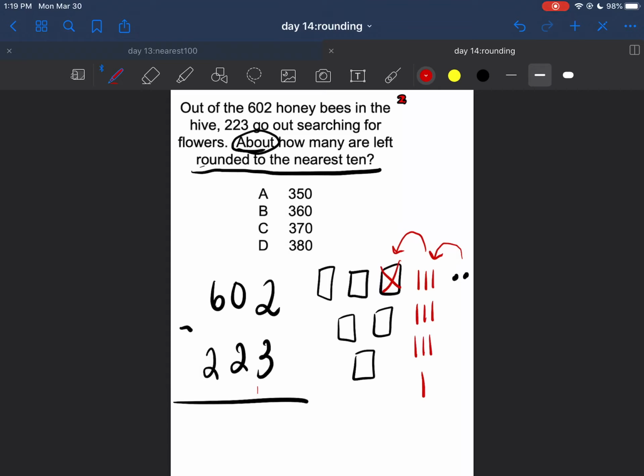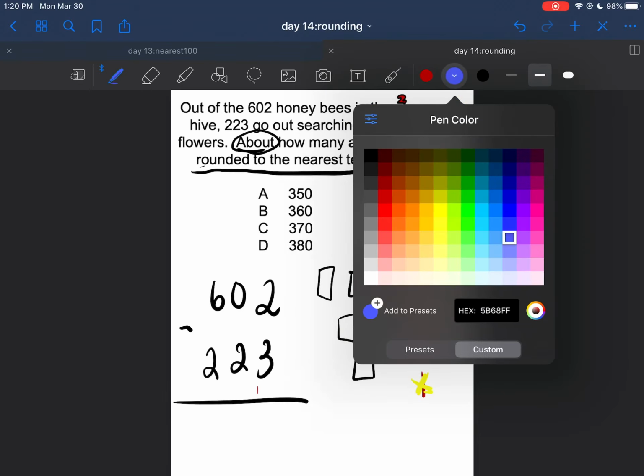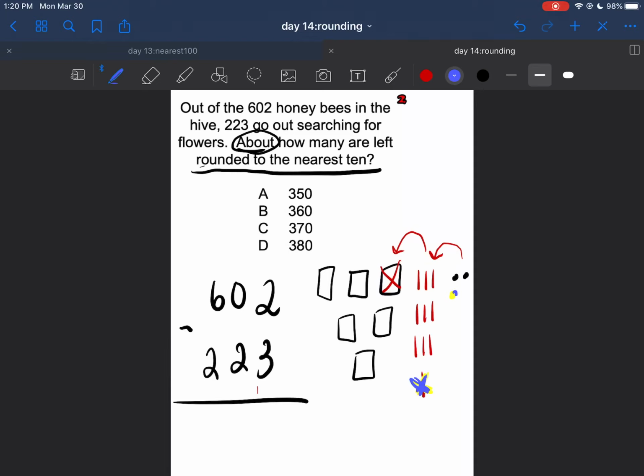Now, I'm going to check my ones. I still can't subtract because I don't have enough. So I'm going to regroup a 10 and add, let's see if I can change my color. There we go. And add 10 ones because 10 ones make a 10. Now I'm ready to subtract. I take away 3 ones. How many am I left with? 1, 2, 3, 4, 5, 6, 7, 8, 9. I take away 2 tens. 1, 2, 3, 4, 5, 6, 7. And I take away 2 hundreds. 3. So 379 bees are left.